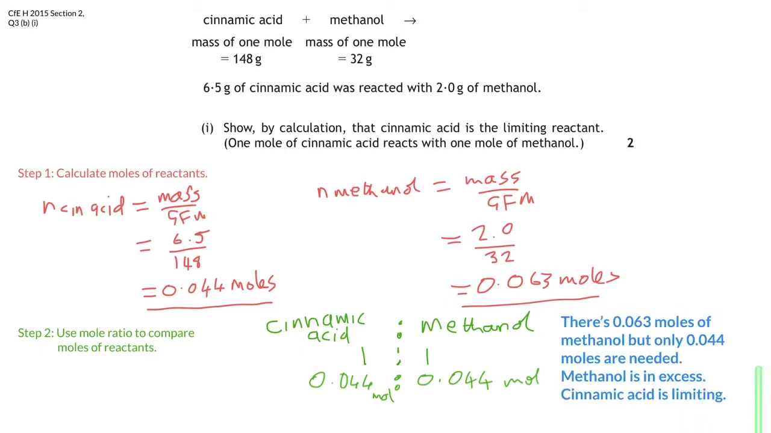You should always finish your answer with a little statement summing up what you found, explaining which reactant is in excess, which is limiting, and why that is. So this question's worth 2 marks. Your first mark is for calculating the moles of both reactants. Your second mark is for using the mole ratio to show which one is in excess and which one is limiting, and giving an explanation of this.